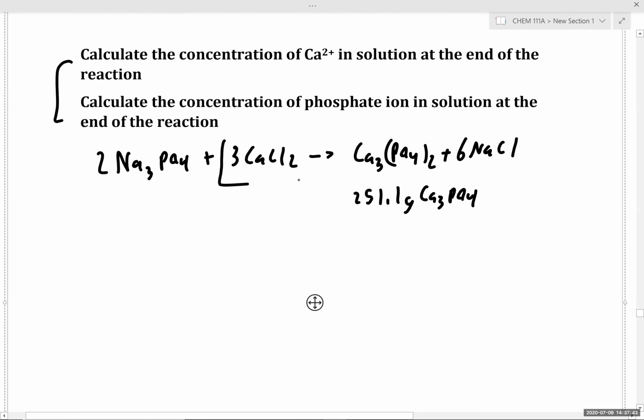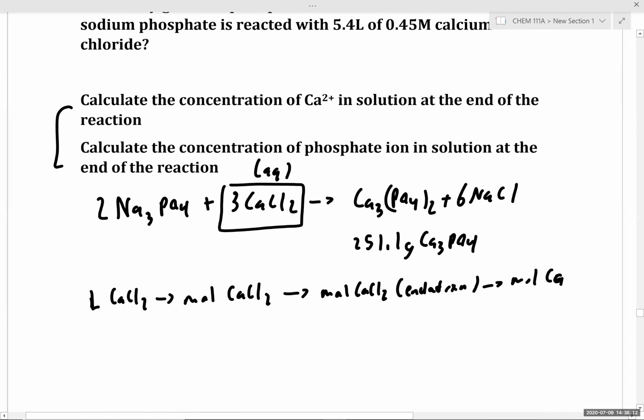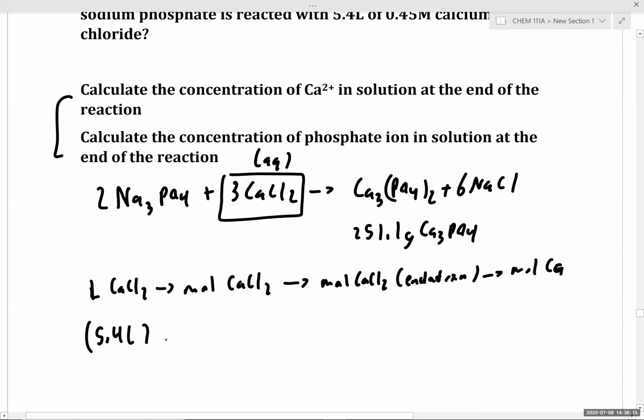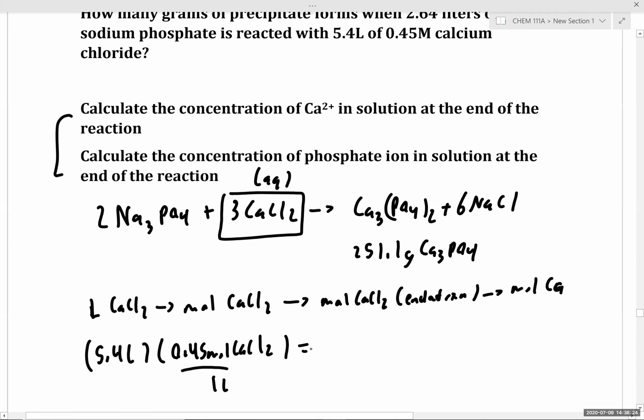Okay, so calcium chloride is the only source of soluble calcium. So we're going to go from the liters of calcium chloride to the moles of calcium chloride to the moles of calcium chloride at the end of the reaction, then to the moles of calcium. Okay, so to execute on this, let's look at our initial moles. So we have 5.4 liters times 0.45 moles of calcium chloride per every 1 liter.